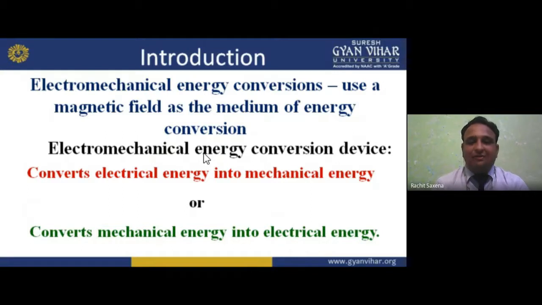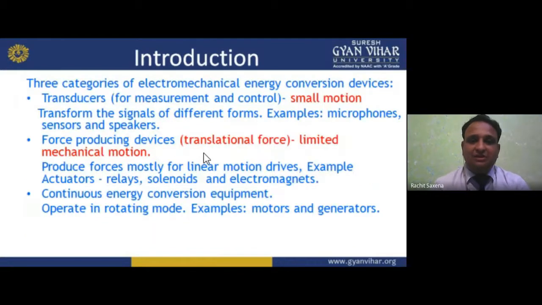So an electromechanical energy conversion device converts electrical energy into mechanical energy, that is a motor, or vice versa, converts mechanical energy into electrical energy, that is a generator. So this is a basic thing. Now how does it take place? There are three categories of electromechanical energy conversion devices.